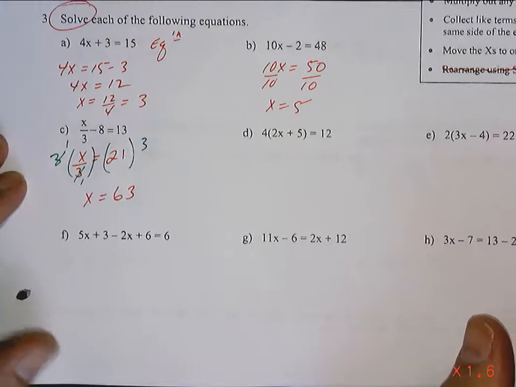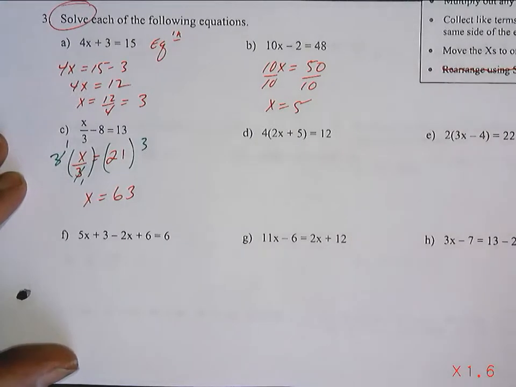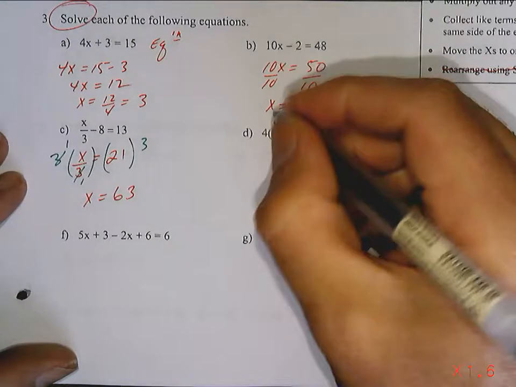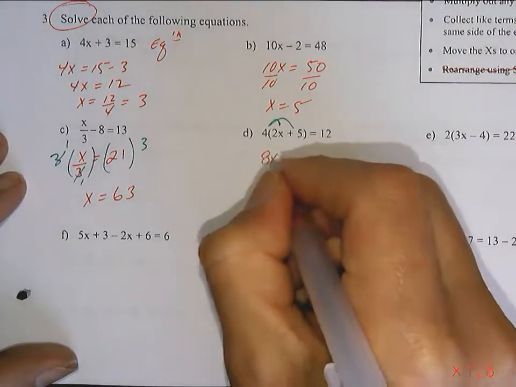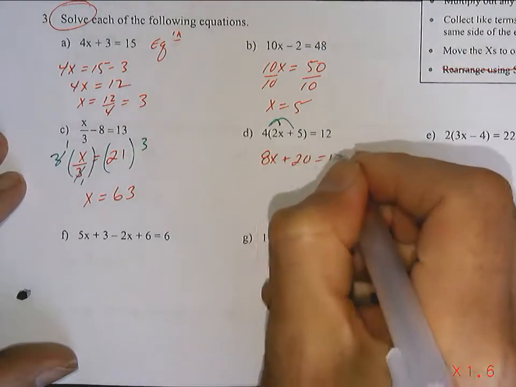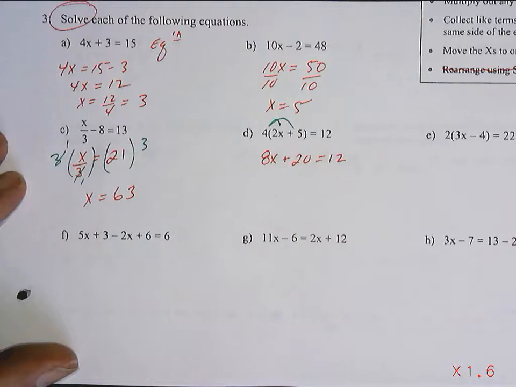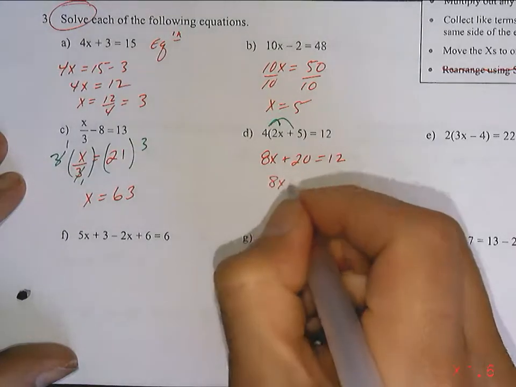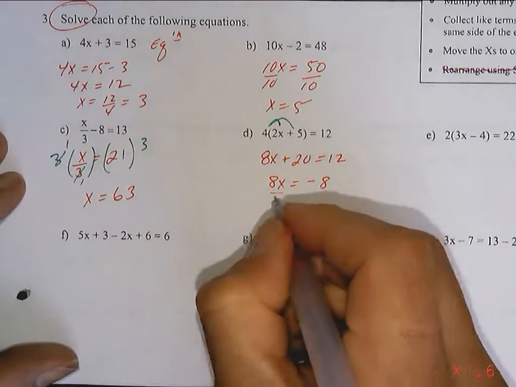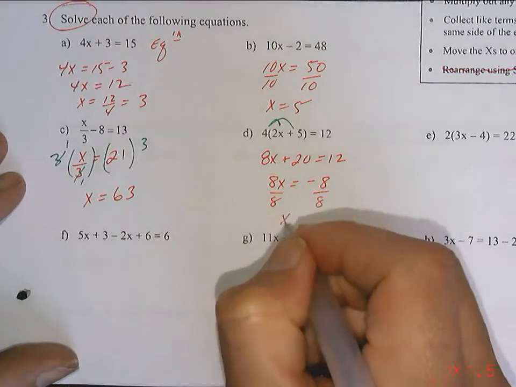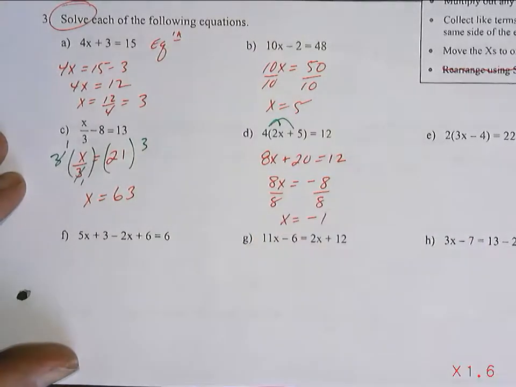The next one, I have a distributive property to take care of. That 4 has to go into both things inside the brackets, giving me 8x plus 20 equals 12. Take the 20 over to the other side, it becomes 8x equals negative 8. Divide both sides by 8, it becomes x equals negative 1.